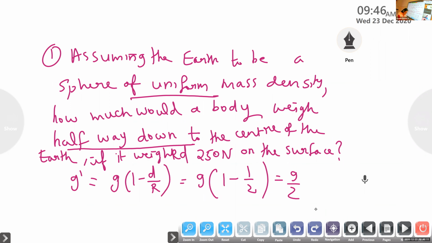So from this what we understand? mg' is equal to mg by 2. Already mg you know, so 250 by 2. You are getting 125 Newton.